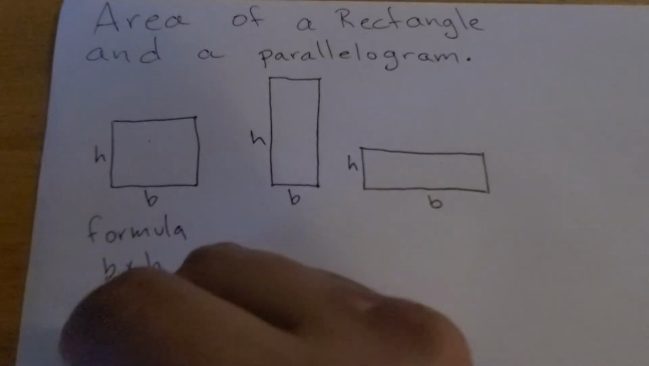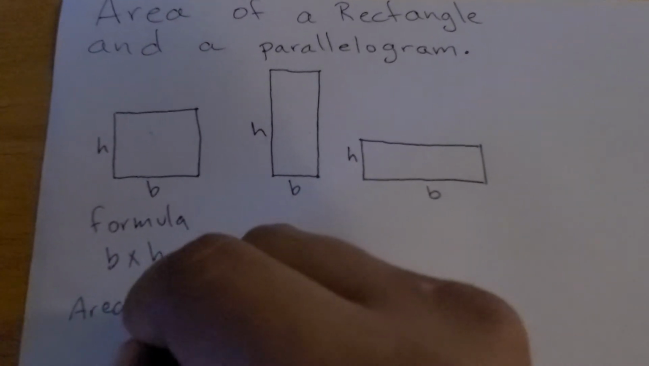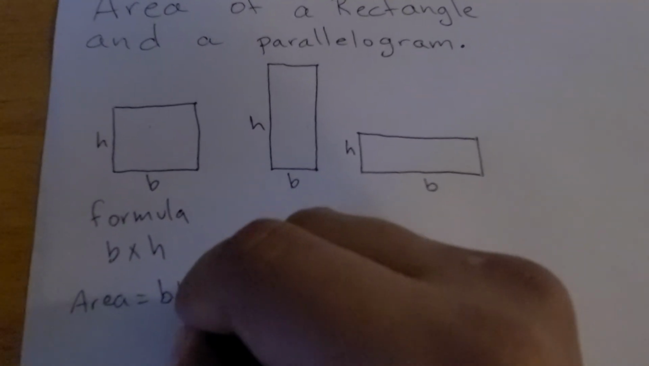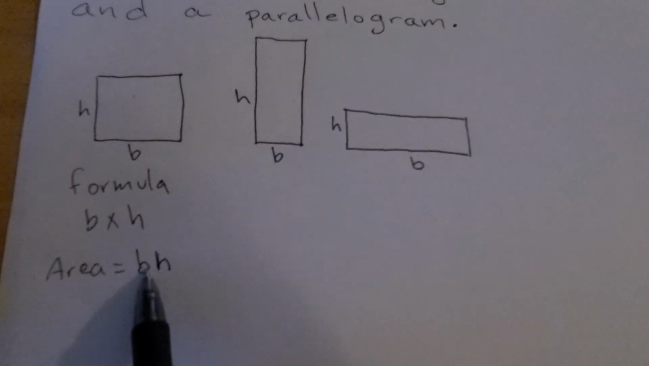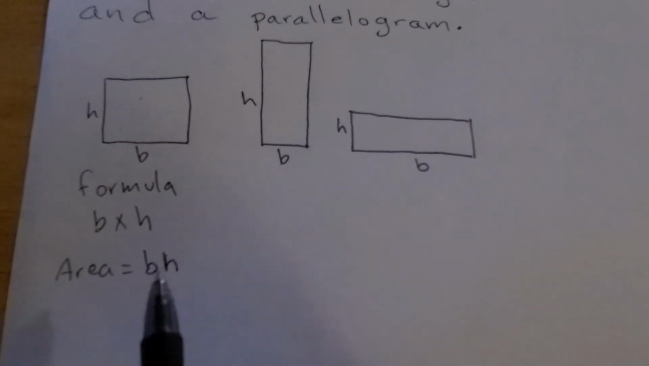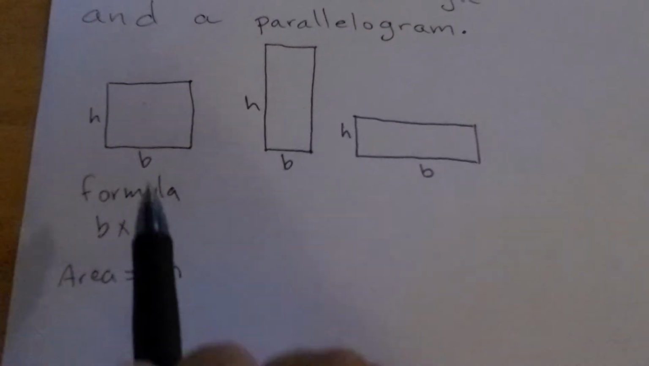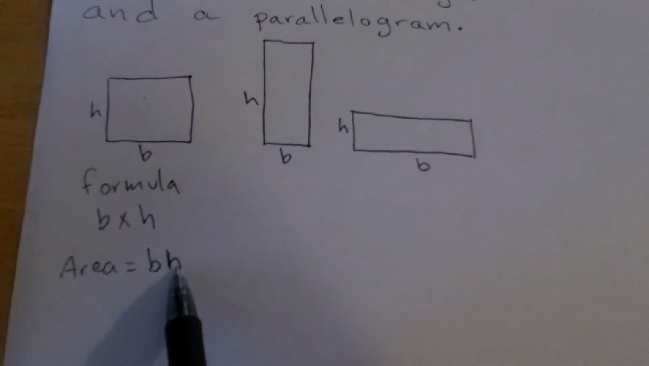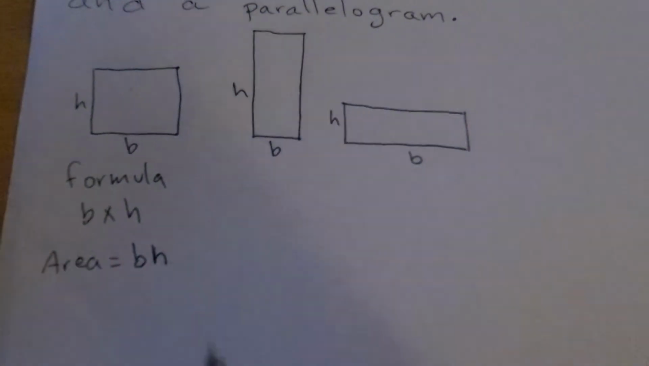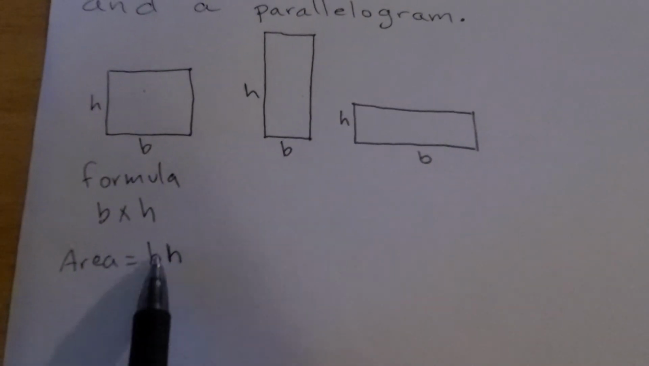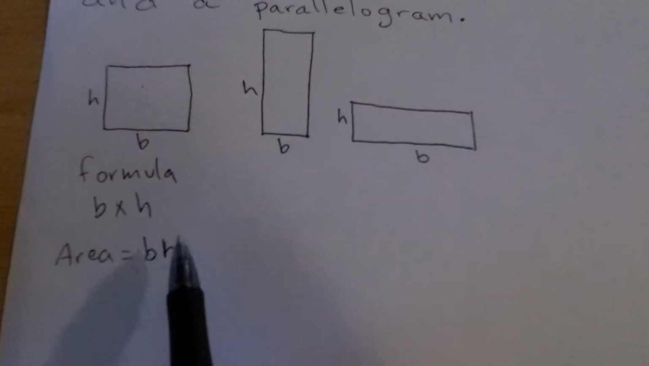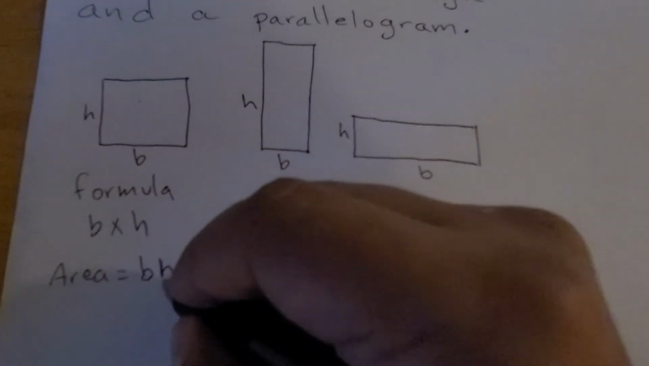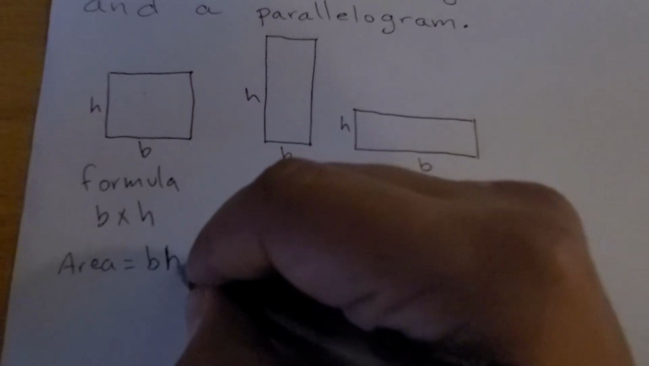So area equals BH. Think of the base and the height as your variables. This B stands for base and this H is for height. So you can write it as area equals B times H, or BH, because remember, when we have variables, if they are next to each other, this means they are being multiplied.